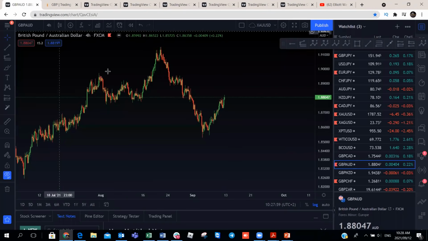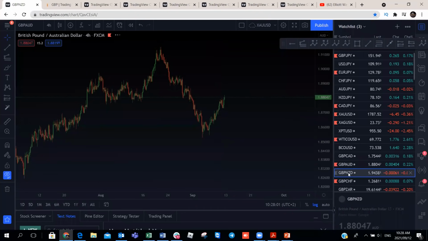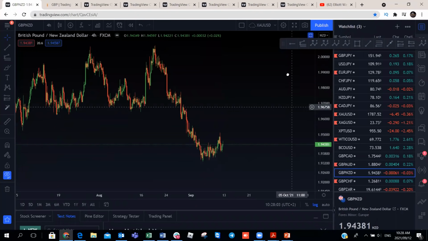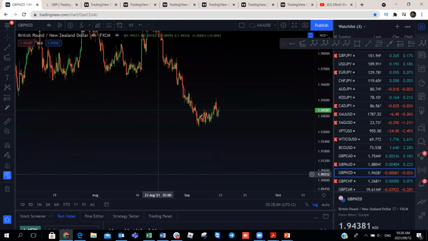And you will see that on euro AUD, we've got similar, but let's start with pound New Zealand as well. Now pound New Zealand, this is correlated to pound AUD, so they're both correcting.